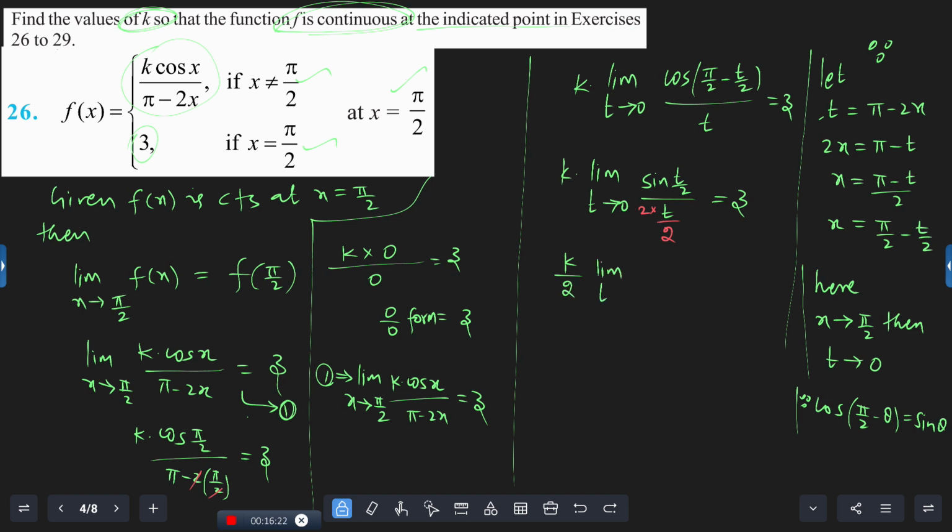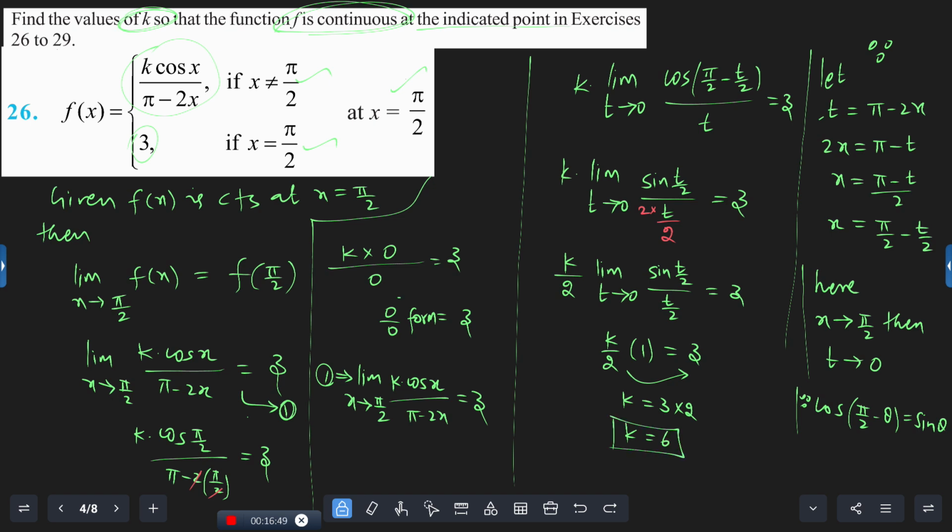Now limit t tends to 0 of sin(t by 2) divided by (t by 2), which is equal to, for this what we can say, children? 1. So k divided by 2 into 1 is equal to 3. When you send the 2 to the opposite side, k equals 3 times 2, that is 6. So I am getting the k value as 6.